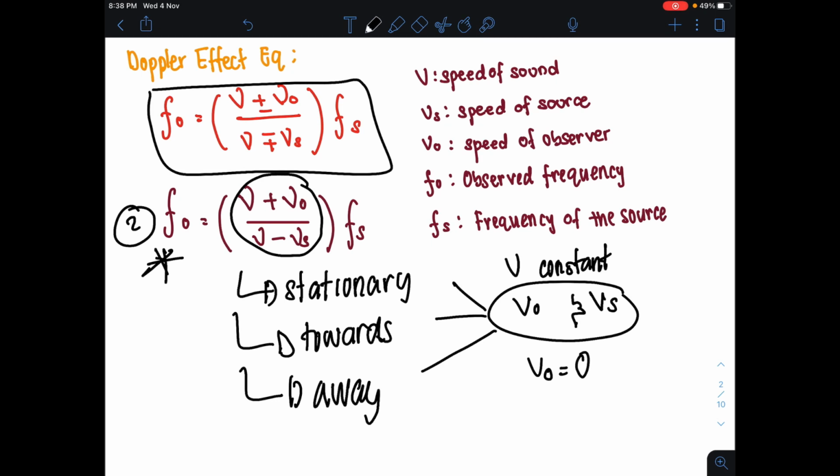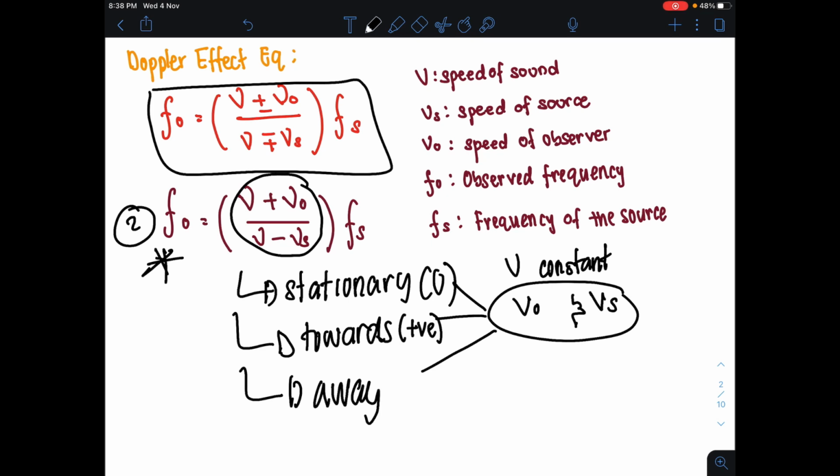Okey, katakan dia kata observer is stationary. So V0 kita substitute 0. Kalau dia kata source yang stationary, kita substitute 0 untuk source. So apa yang akan jadi adalah, kalau kita tengok perkataan stationary, kita akan terus substitute dengan V kita sebagai kosong dekat situ. So this one is applicable for V0 dan juga Vs lah. And then kalau kamu dengar perkataan towards, contoh dia kata the source is moving towards. So towards ini dia kata kita substitute dengan nilai positive of that particular velocity.